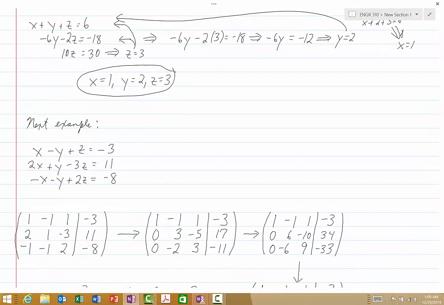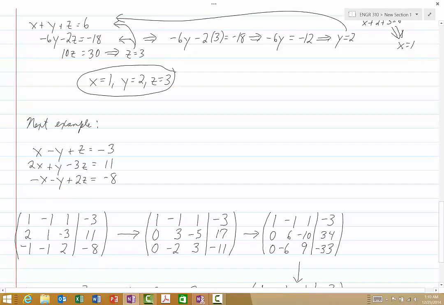The augmented matrix corresponding to this system of equations is shown right here. And you can see that, as in the previous example, we have 3 non-zero terms below the main diagonal. That's 2, negative 1, and negative 1. So to get rid of the non-zero terms in the first column below the main diagonal, this 2 and the negative 1, that'll be our first goal.